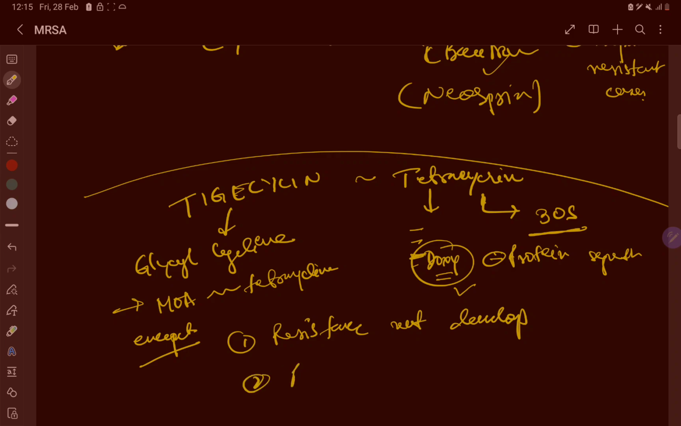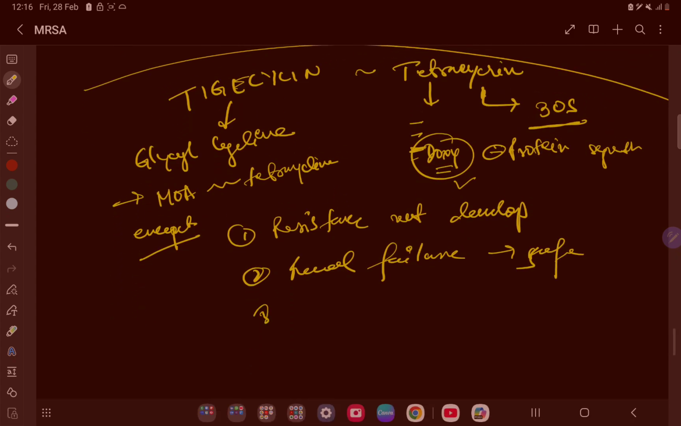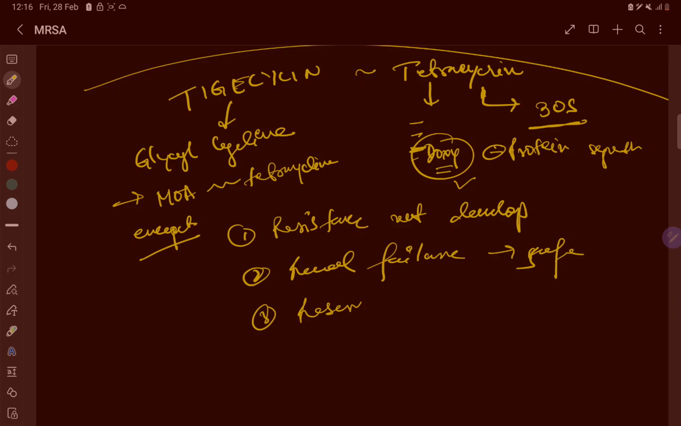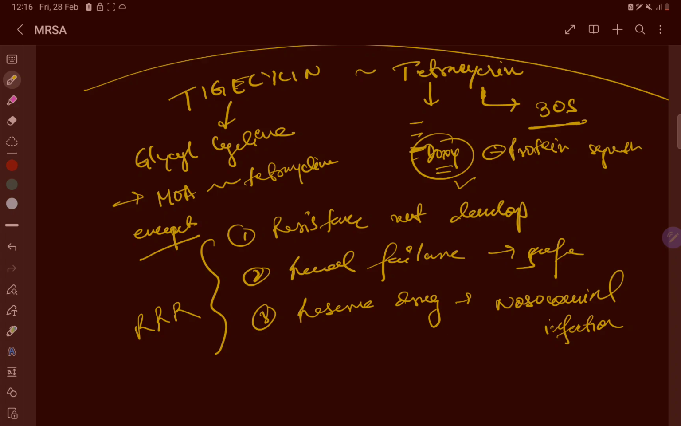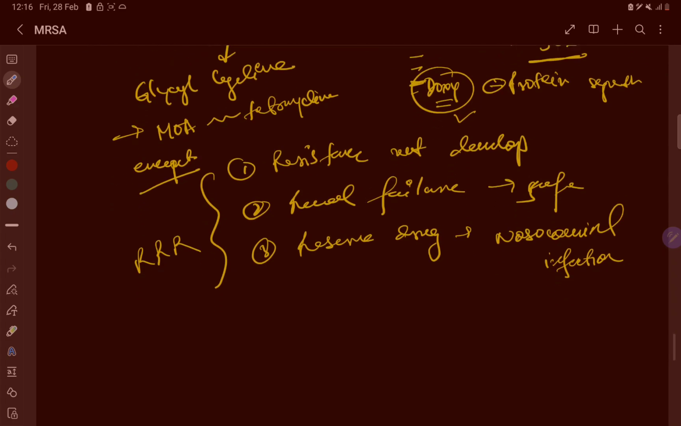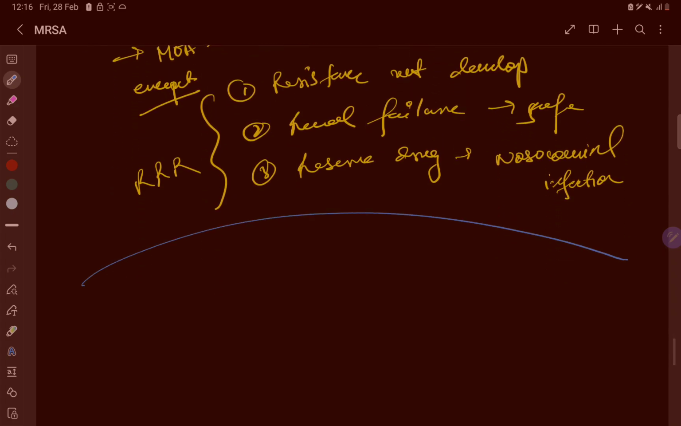In renal failure patients, it is safe to be used. Okay, and it is a reserve drug for nosocomial infection. Okay, so there are 3 R's.